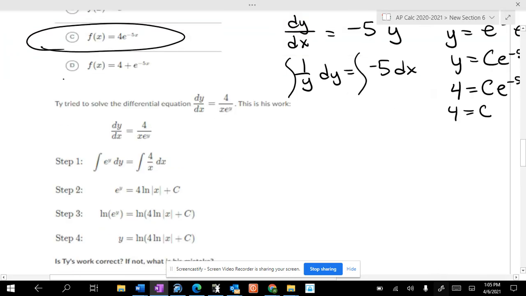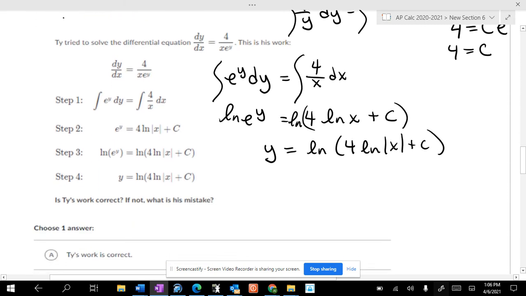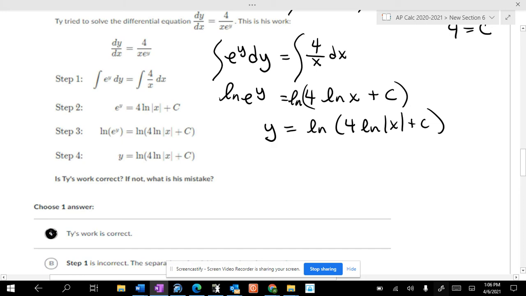Let's solve this differential equation here. e to the y dy equals 4 over x dx. Step 3 is integrate. So e to the y equals 4 ln of x plus c. Okay. ln both sides. So y equals the ln of 4 times the ln of the absolute value of x plus c, all in parentheses. Ty is correct.